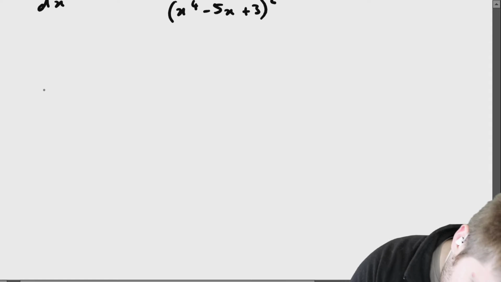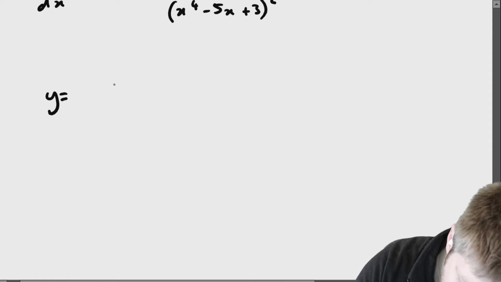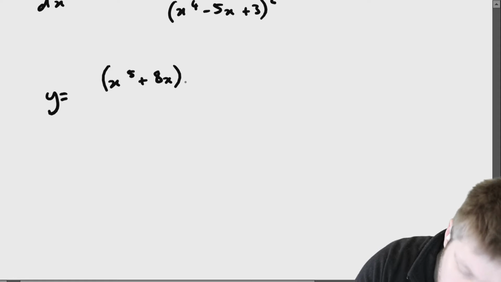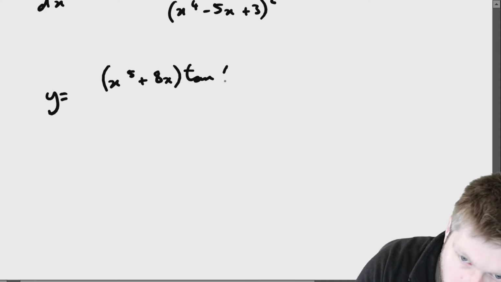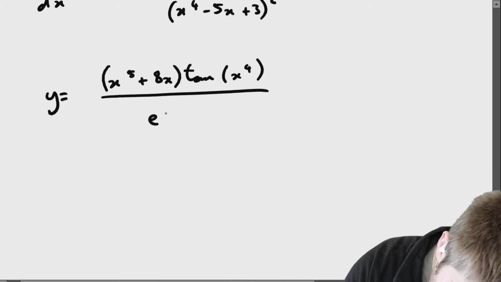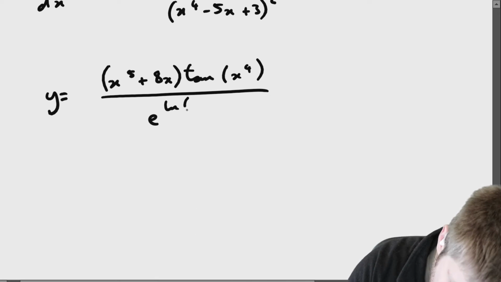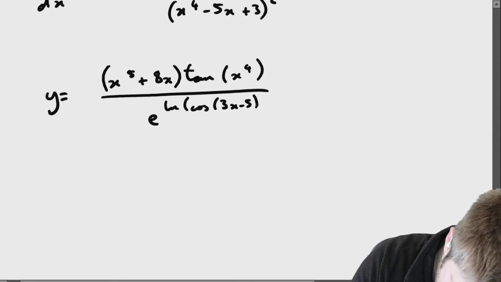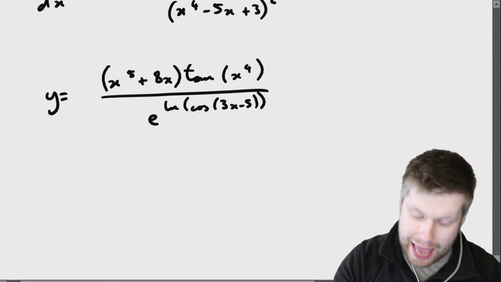Okay. Now finally, let's have a look at this one. So y is equal to x to the 5 plus 8x, all multiplied by the tan of x to the power 4, all divided by e to the power of natural log of the cosine of 3x minus 5. All right, so it's a bit of a long one, but let's break it down, okay?